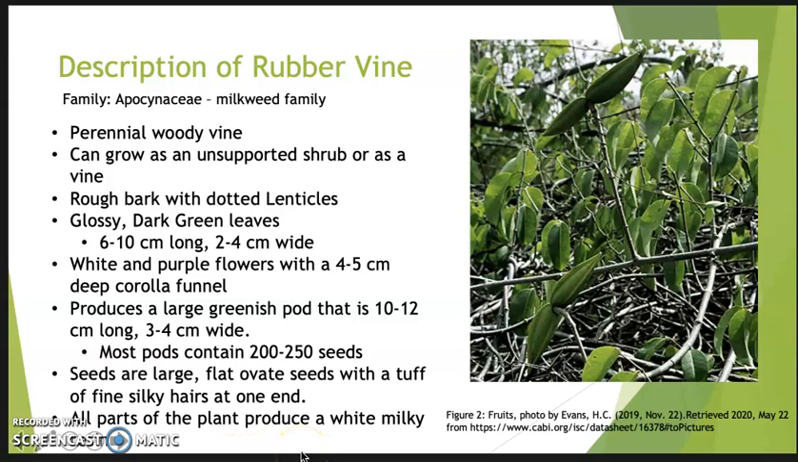Rubber vine is a perennial woody vine that belongs to the Apocynaceae family, which is also known as the milkweed family. Its physical characteristics include having rough bark with dotted lenticels and glossy dark green leaves, which are fairly thick and measure 6 to 10 centimeters long by 2 to 4 centimeters wide. The plant produces white and purple flowers and exhibits a deep corolla funnel. Rubber vine seeds are produced hundreds at a time in large beak-shaped pods. The seeds are often distributed throughout the environment via the wind.